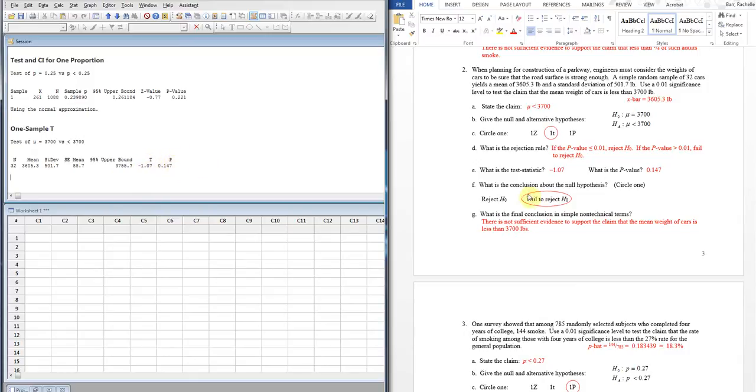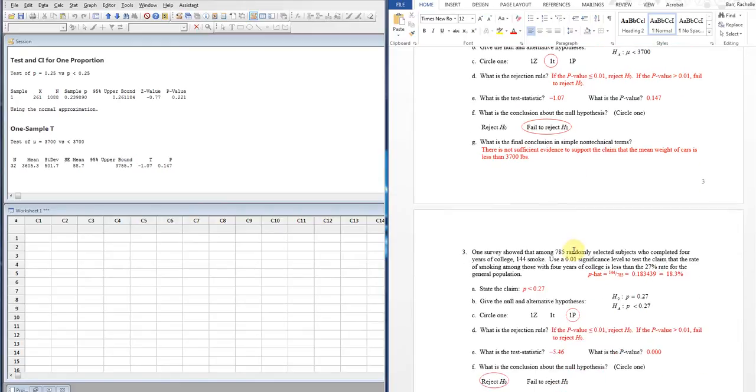So this is about 14.7%. That's pretty high. It's pretty likely, which means that my evidence is likely to happen if the H naught is true, which means I'm not going to be able to reject it. So there is not sufficient evidence to support the claim that the mean weight of cars is actually less than 3,700 pounds. It might be more than, or even that value itself. Alrighty.